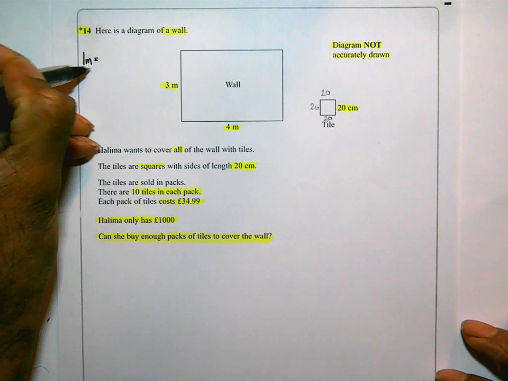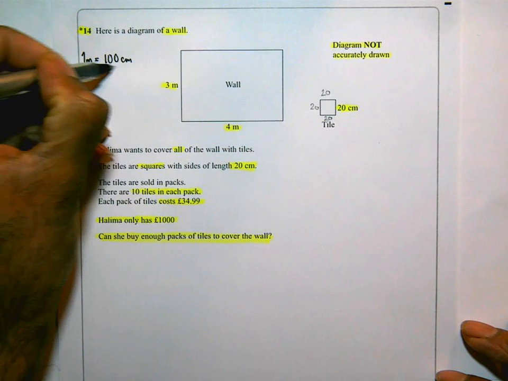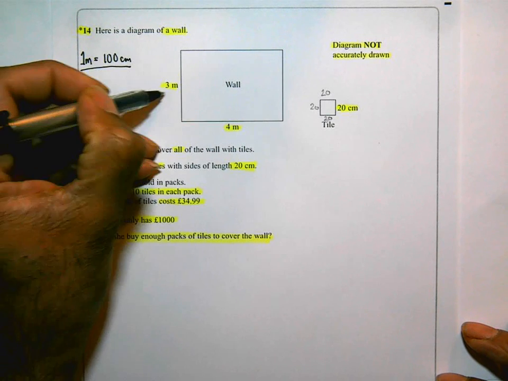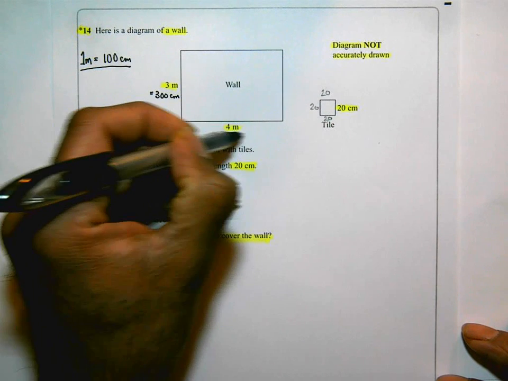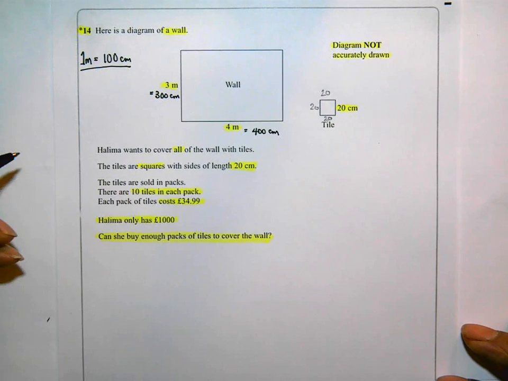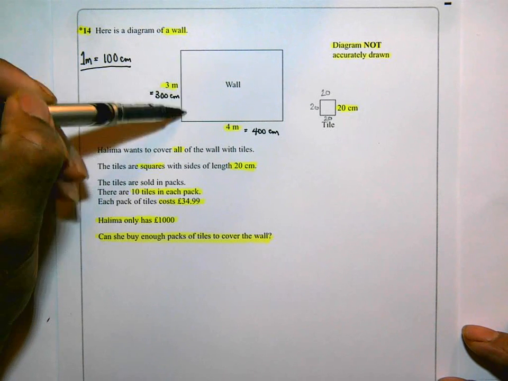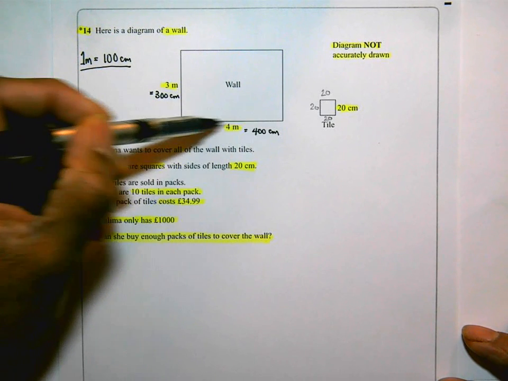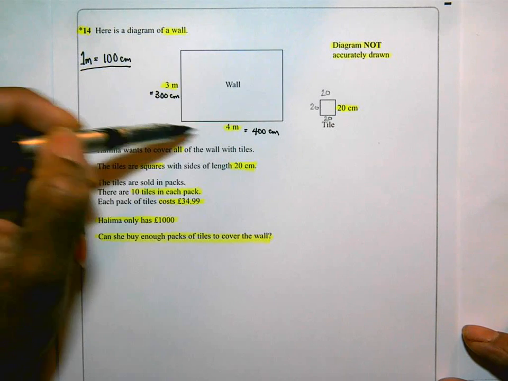1 meter is 100 centimeters. You need to know this. So if 1 meter is 100 centimeters, then 3 meters is the same as 300 centimeters, and 4 meters is the same as 400 centimeters. Okay, so I'm going to try to find out how many tiles fit on this side of the wall. If I know how many tiles fit here and how many fit across the bottom, the length and the width of the wall, I could work out how many tiles there are altogether to cover the whole wall.